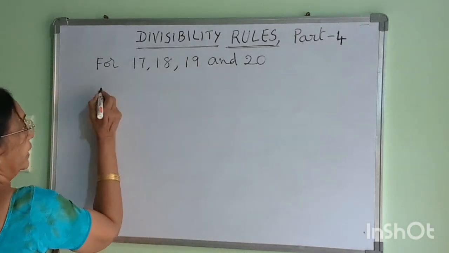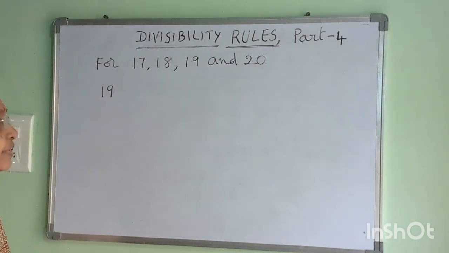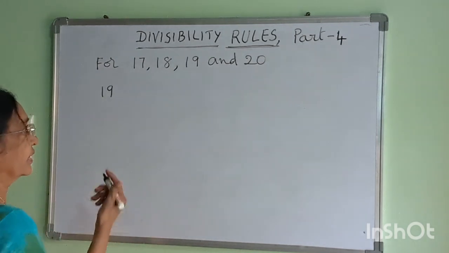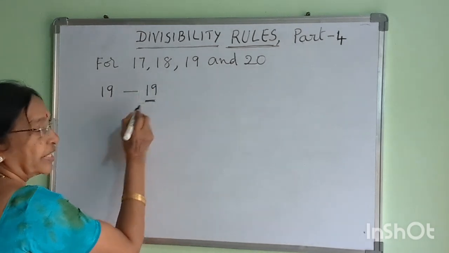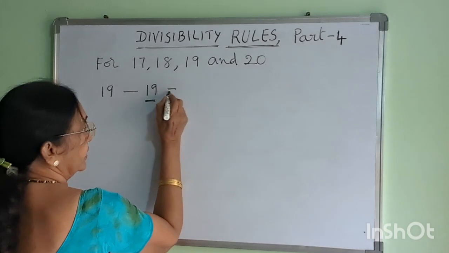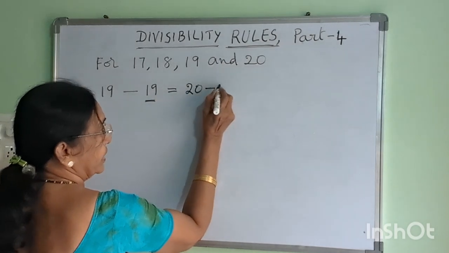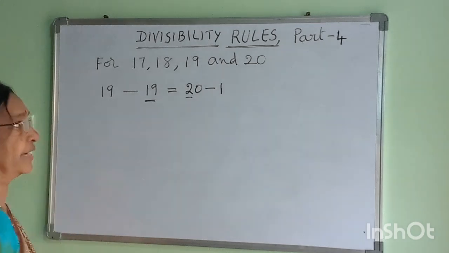Next number, 19. For 19, we will find the oscillator. 19 once is 19. It is nearer to the multiple of 10, 20. So 19 is equal to 20 minus 1. Therefore, 2 is the oscillator for 19.